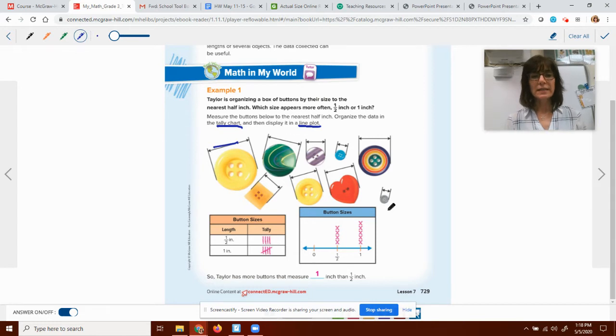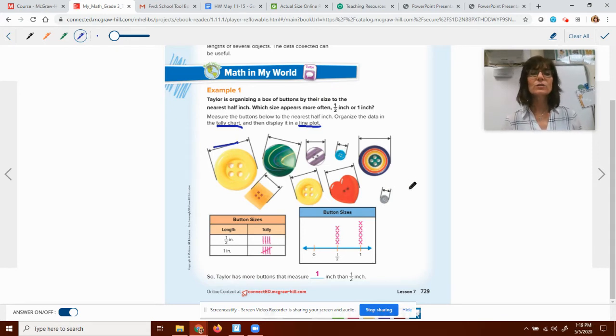So what they're saying in this particular table is that when you measured, we had 1, 2, probably 3, 4 that were closest to 1/2 of an inch. So there were 4 tally marks. For the 1 inch, after you did your measurements, there were 5 tallies, so 5 buttons. If I'm looking at these, we have a total of 9 down here. 1, 2, 3, 4, 5, 6, 7, 8, 9.